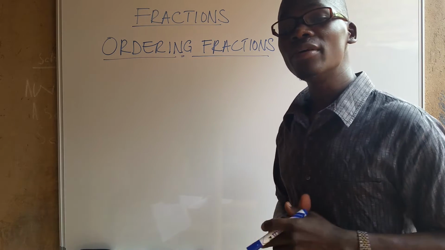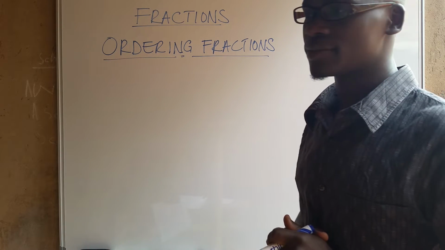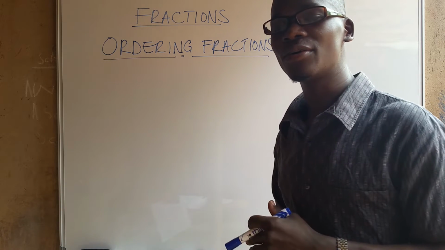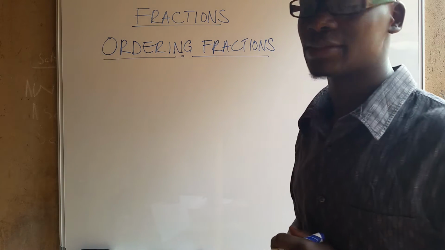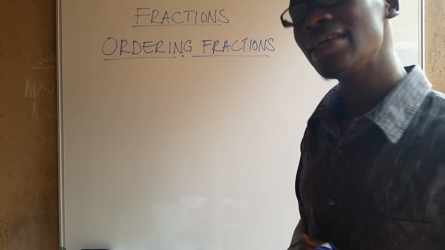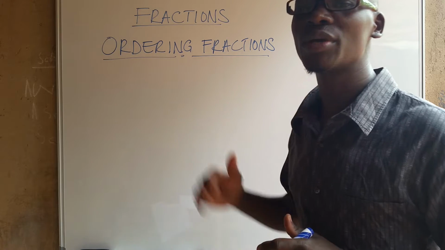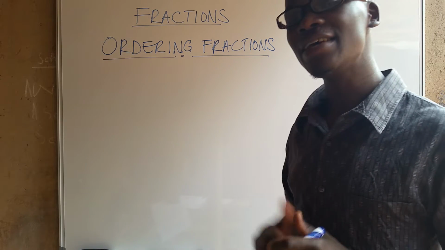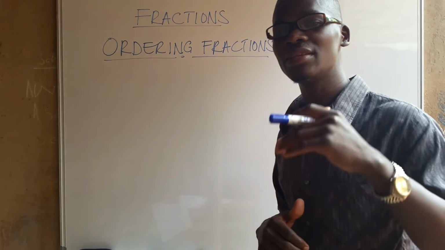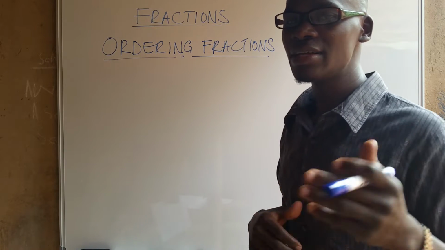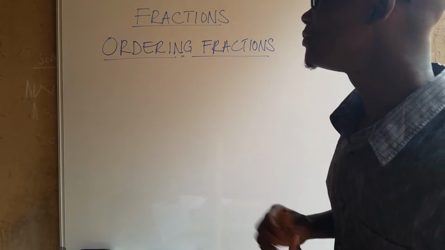Fractions can be ordered in two categories. We can order fractions in ascending or descending manner. For ascending, that's when we start with the smallest fraction to the biggest. Then descending is when we start with the biggest fraction to the smallest. Let us look at one example.